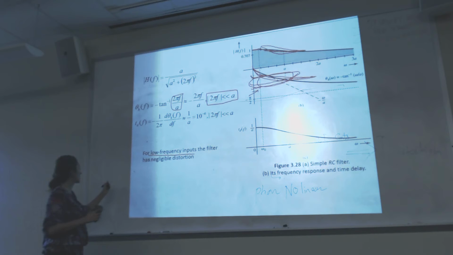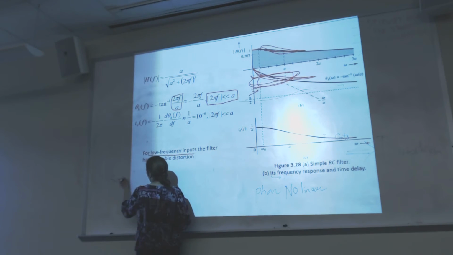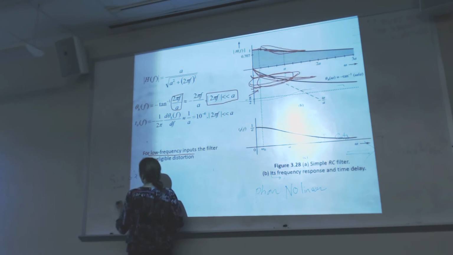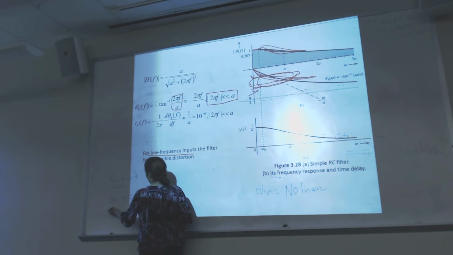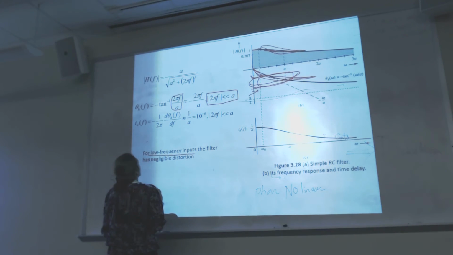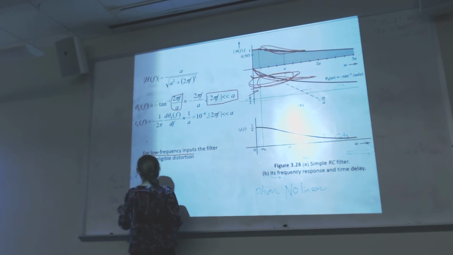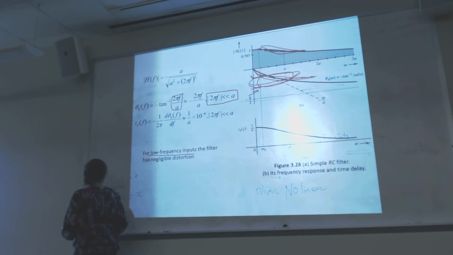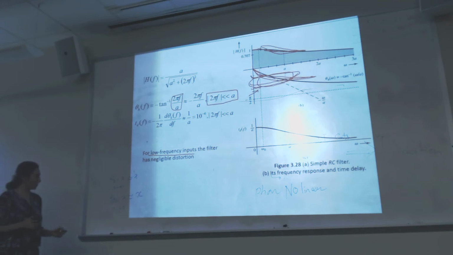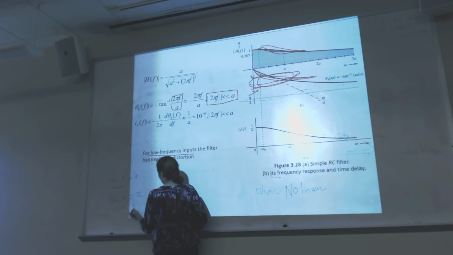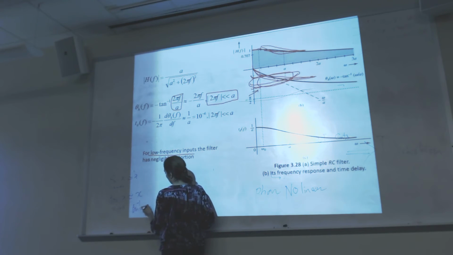I told you one approximation: the sine of x is almost x when x is going to 0. The same for tangent. Tangent of x can also be approximated by x when x is very small, and the same for tangent inverse. So the tangent inverse of x is approximately x when x is really small.